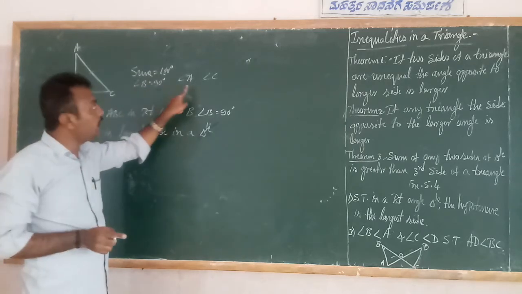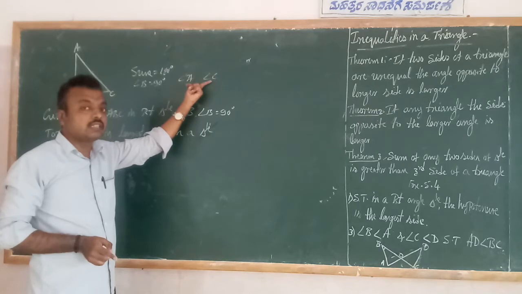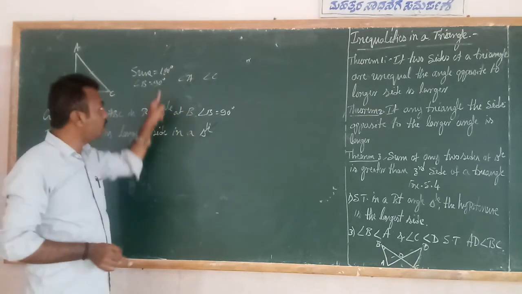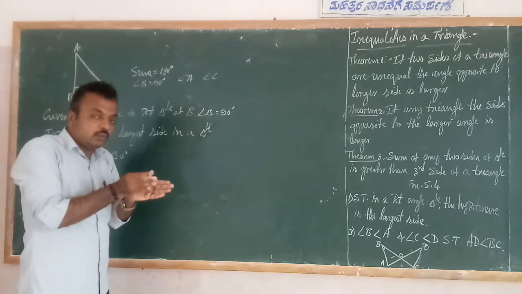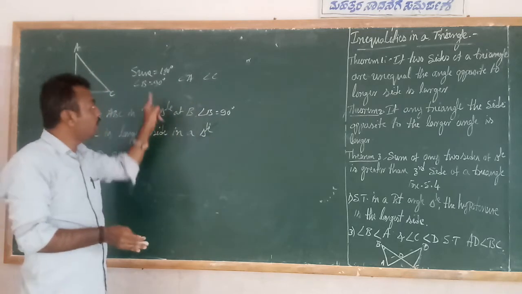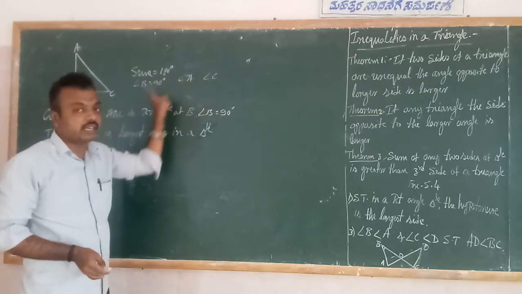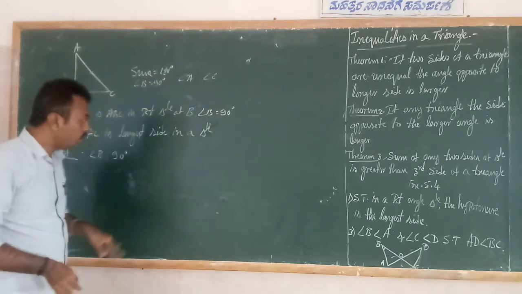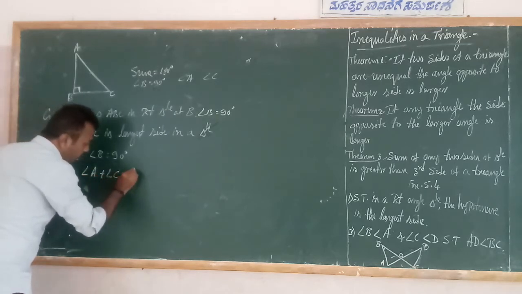What is the remaining angle? Angle A and angle C. What is the sum of these angles? Yes, exactly 90 degrees, because one angle is already 90 degrees. So if you add the remaining two angles, it becomes 90 degrees. 90 plus 90 is 180. Therefore, angle A plus angle C is equal to 90 degrees.